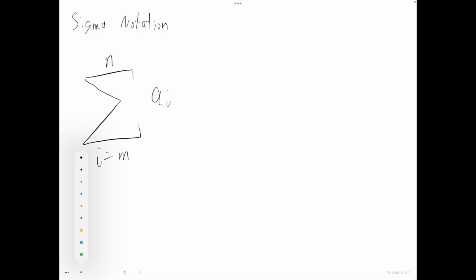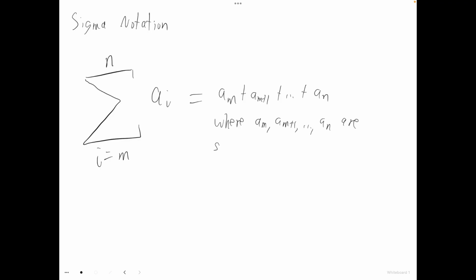So what this actually means is, literally, take a sub m plus a sub m plus 1 and so on to a sub n, where each of these a sub i, so a sub m plus 1 and so on to a sub n, are some known values. So it's basically just telling us to add up a bunch of things.